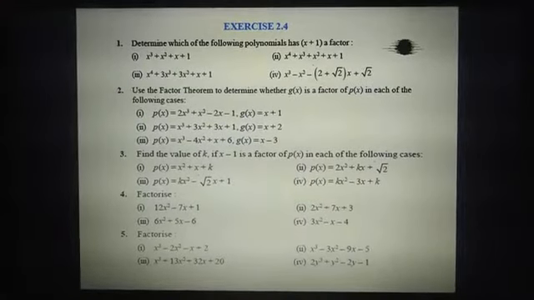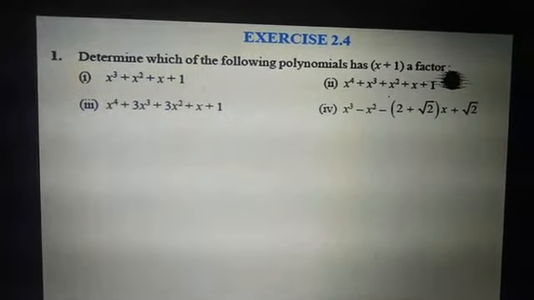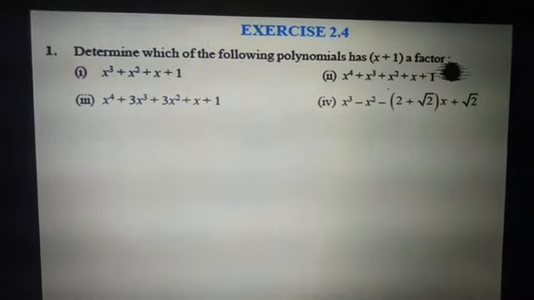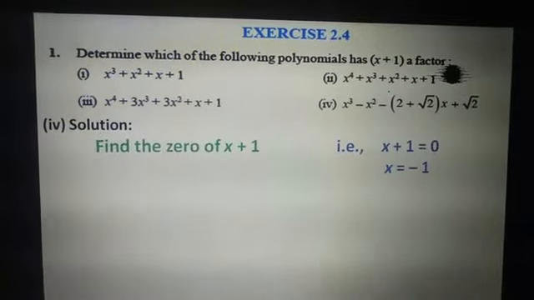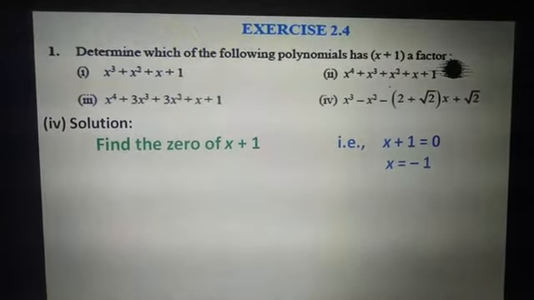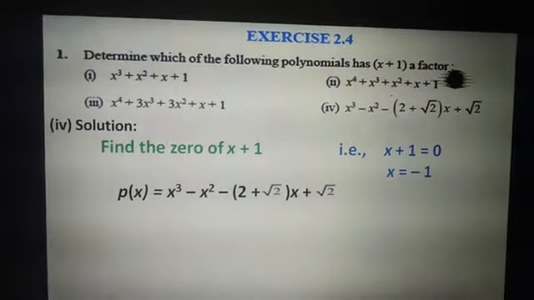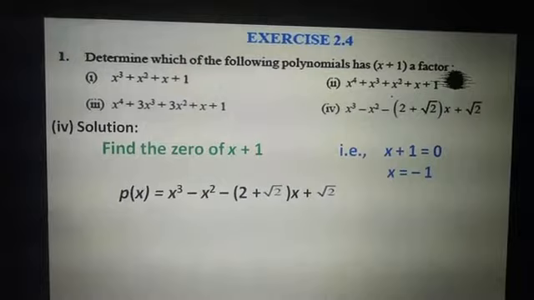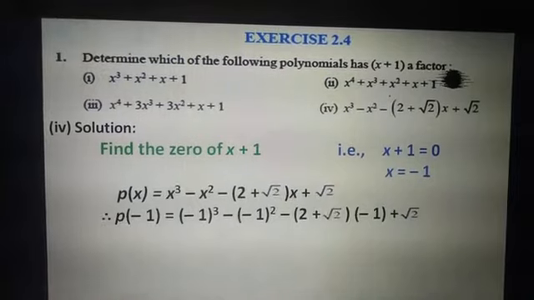Next we are going to see exercise 2.4. First sum, determine which of the following polynomials has x plus 1 as a factor. Now I am going to explain the fourth one. So first step, find the 0 of x plus 1. That is x plus 1 is equal to 0, x equal to plus 1 comes to this side, minus 1. Now p of x equals the given polynomial, which is x cube minus x square minus 2 plus root 2 into x plus root 2. Substitute the x value in p of x.